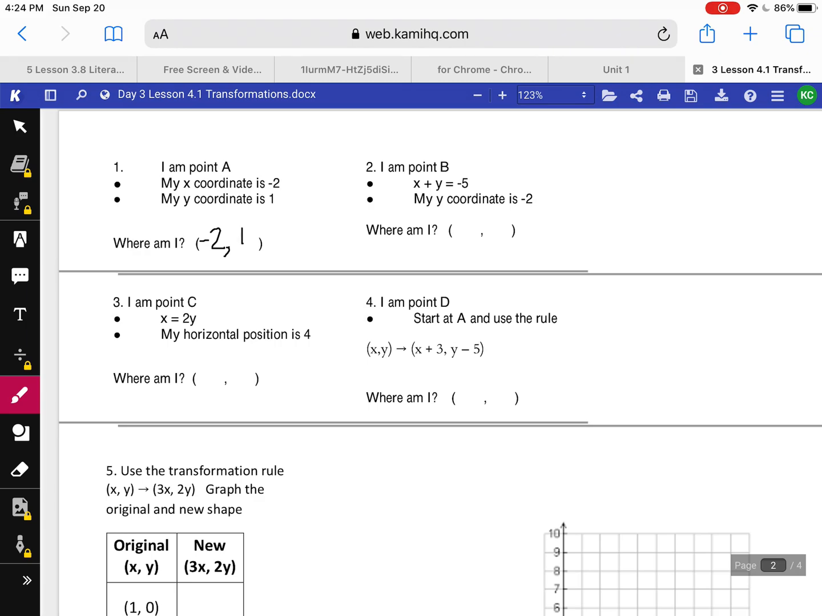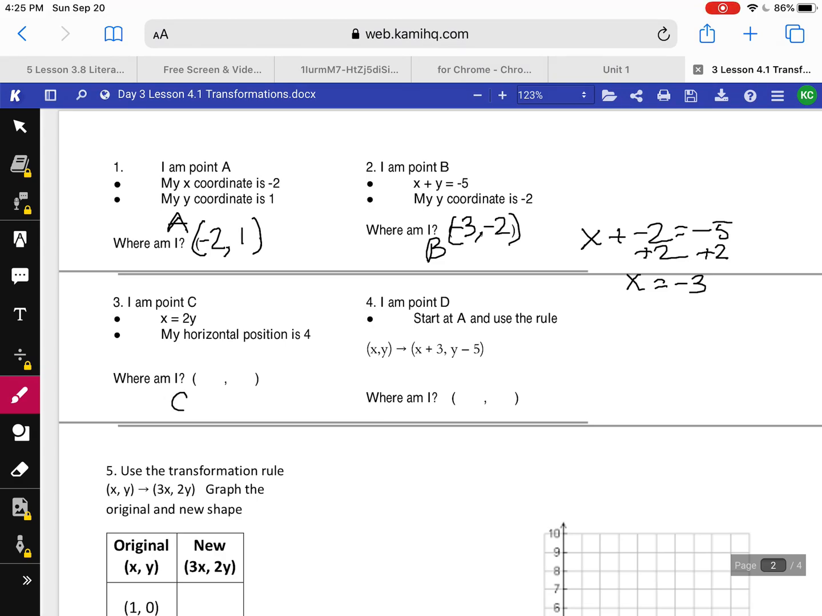Okay, easy enough. So this was point A, and here is my ordered pair. For number 2, I am point B. X plus Y equals -5. My Y coordinate is -2. What is my X coordinate? X plus -2 equals -5. My X coordinate is -3. Right, so we're just doing a nice simple equation there.